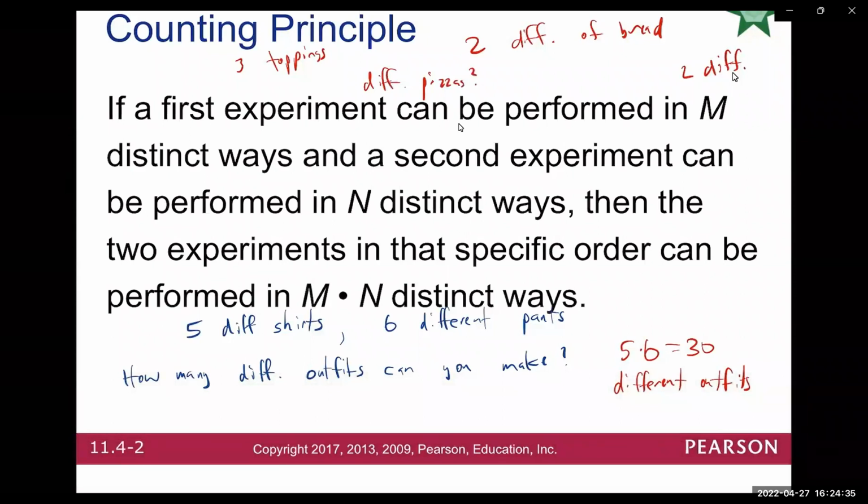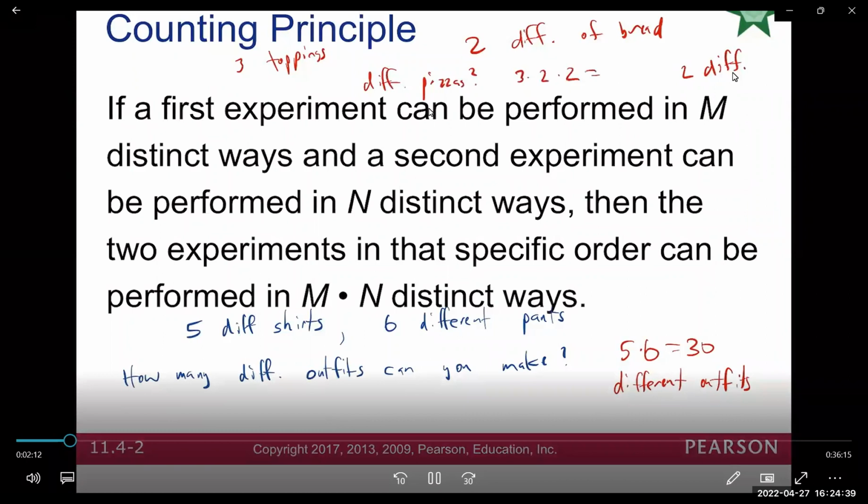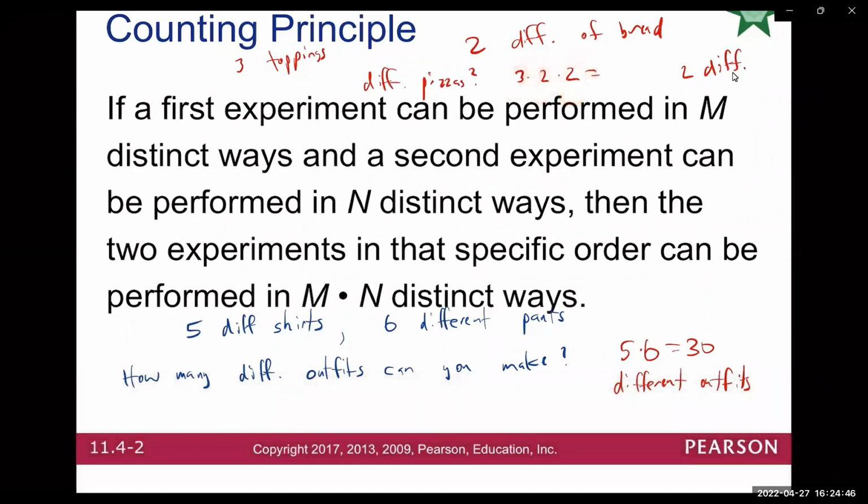Well, you can do 3 times 2 times 2. 3 for the toppings, 2 for the different types of breads, and then 2 for the different types of sauces. So that would be 3 times 2 is 6. 6 times 2 is 12 different pizzas can be made.